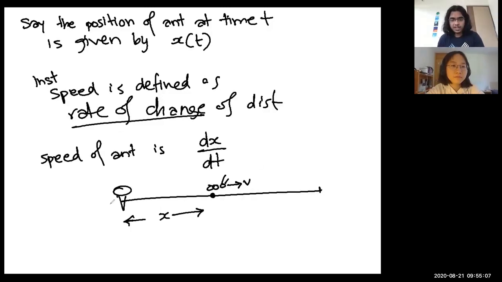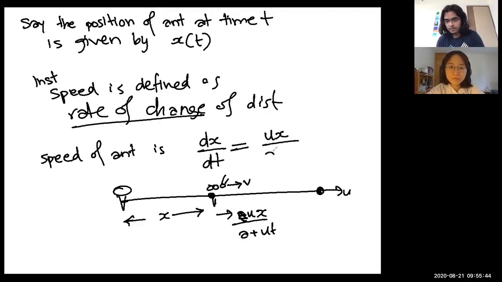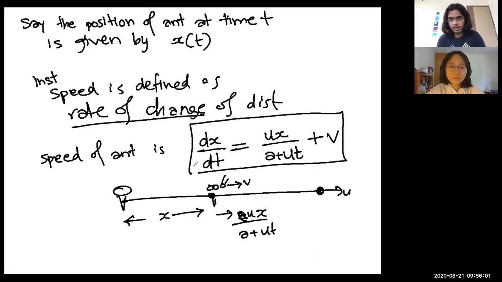Right? So with respect to the peg, the ant has two velocities. Firstly, the point itself was moving, as we found out, because this end was being stretched. So this point was going at a speed of ux over a plus ut. And on top of that, the ant itself is adding a velocity v here. Does everyone follow that? So now what we know is speed of the ant is this thing. So speed of the point itself plus whatever speed the ant has with respect to the elastic. And this is the differential equation that the ant is following. It's a first order differential equation because the derivative has degree 1. It's just the first derivative of x.